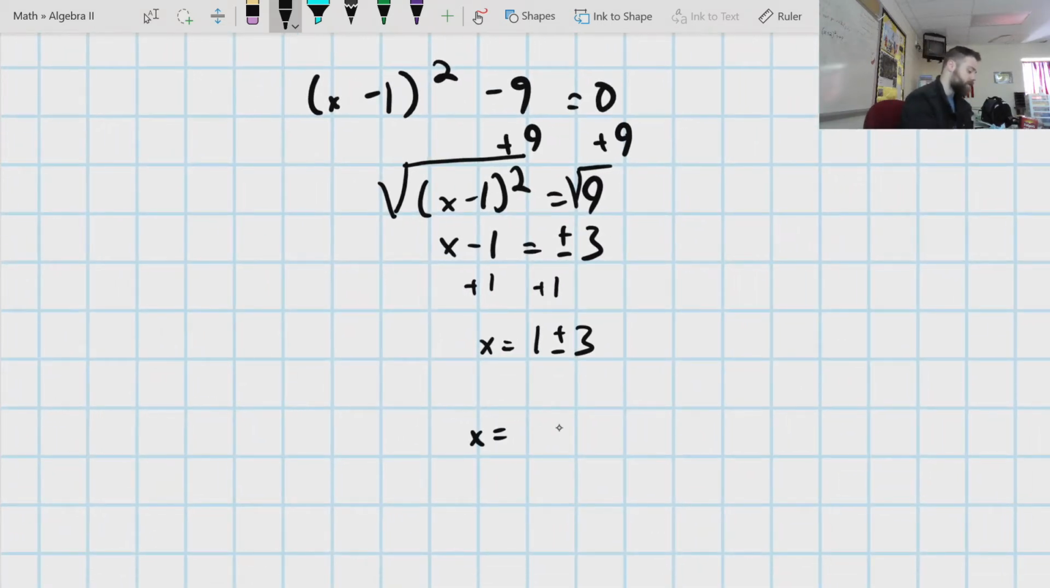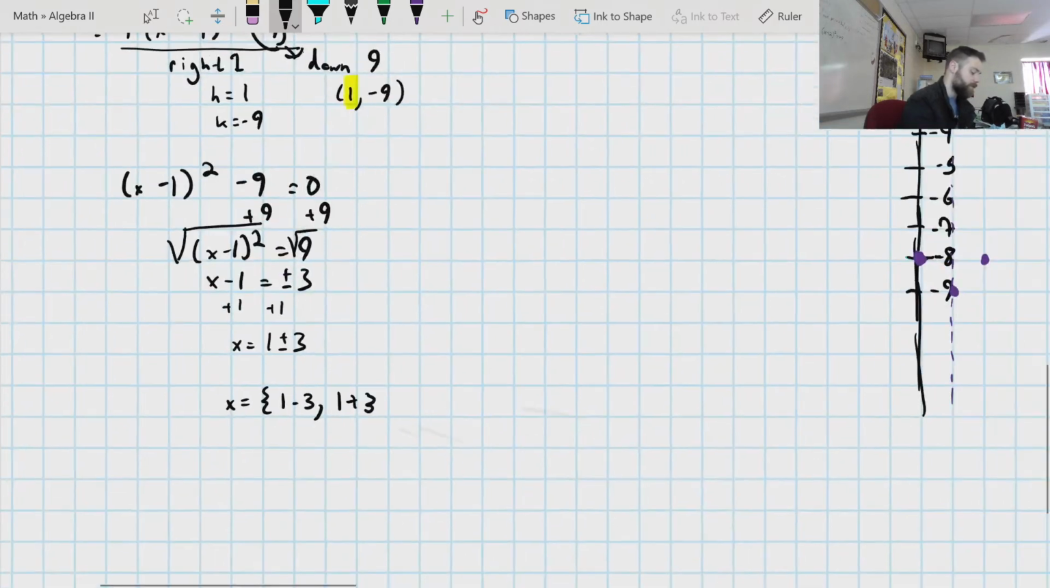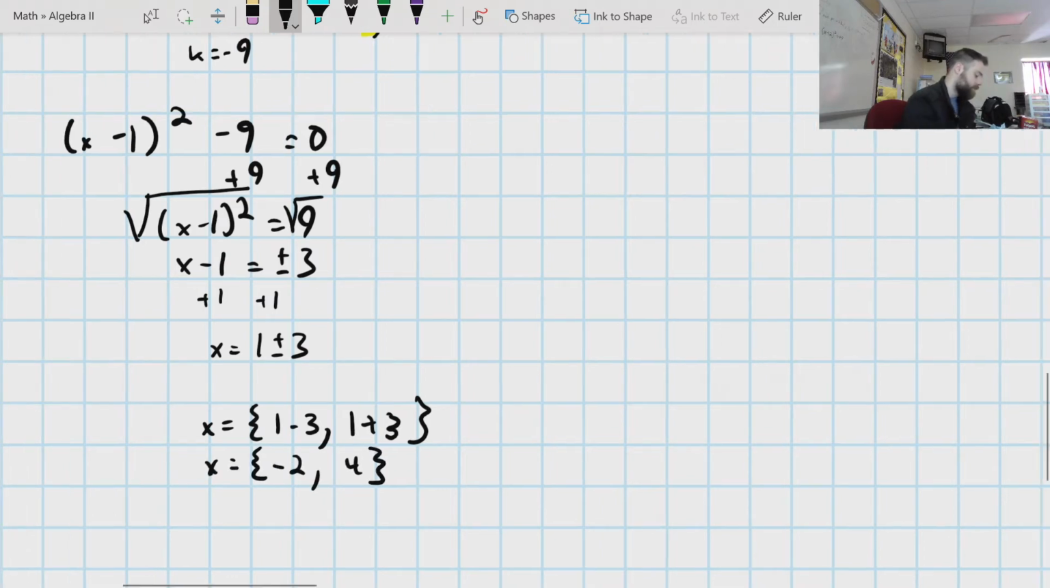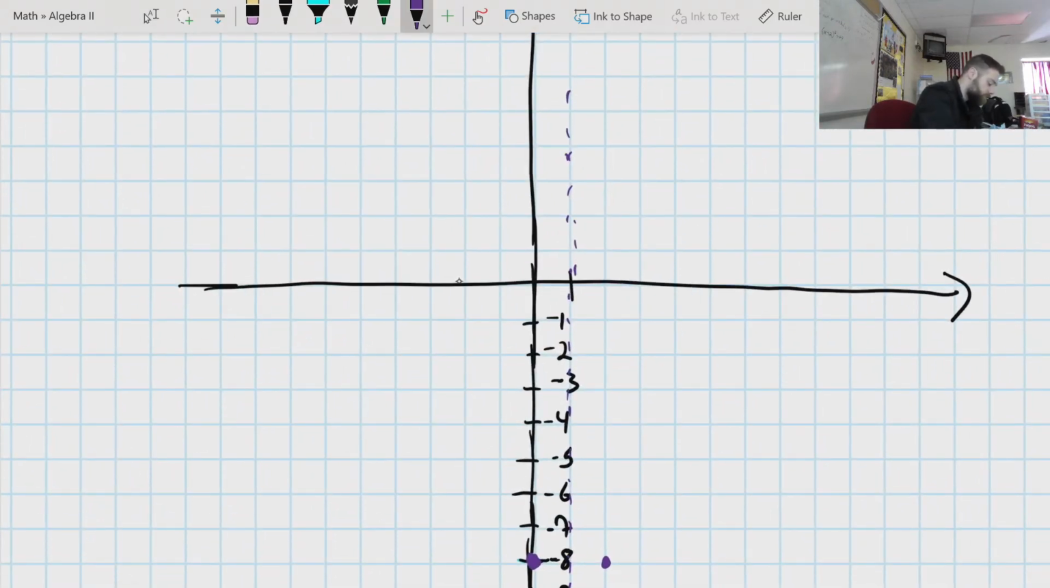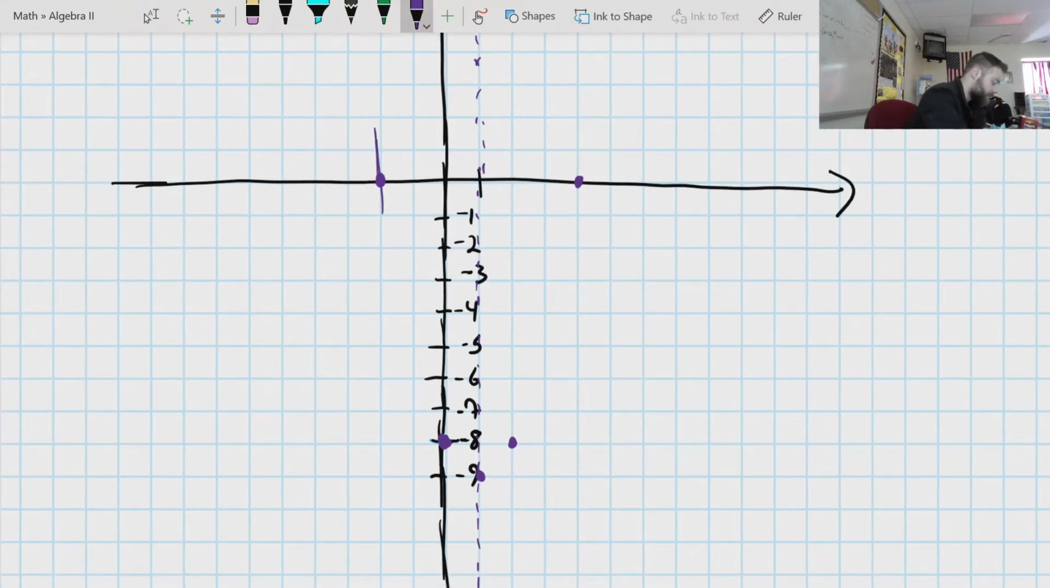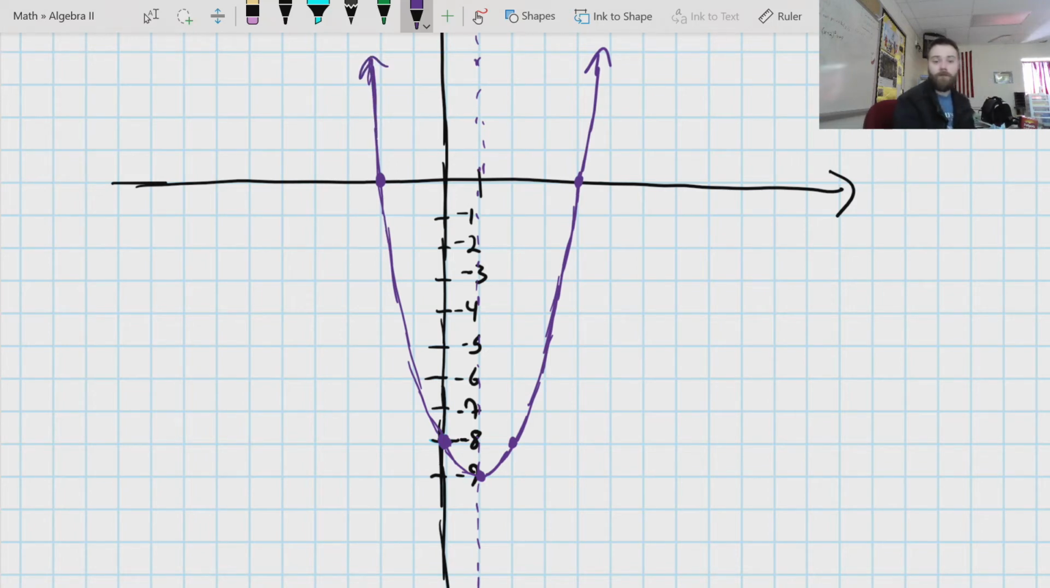So this gives me two solutions. It gives me the zero 1 minus 3, and then it gives me the solution 1 plus 3. So it tells me that this function is going to hit the x-axis at those two values, which is going to be negative 2 and positive 4. So I'm going to hit at negative 2, right there, and at positive 4. And so what this allows me to do is graph my function. And that's what my function looks like.